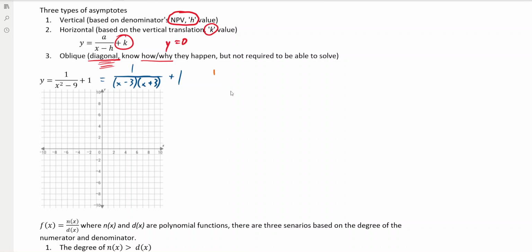So that little plus 1 tells us y equals 1 is our horizontal asymptote. I'm just going to put a dotted line there. Y equals 1. We also have asymptotes at x equals, because x cannot equal -3 and cannot equal +3. So let's just draw those asymptotes as well, at -3 and +3.